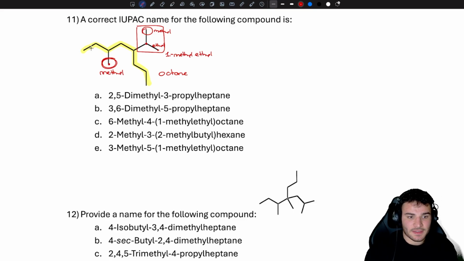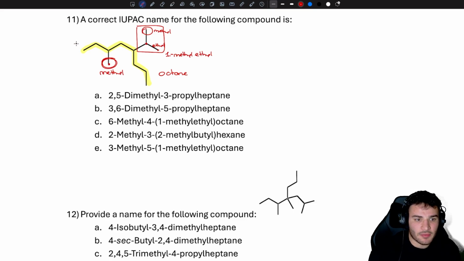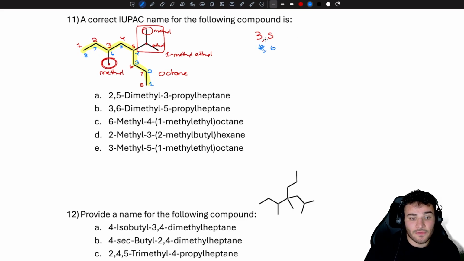Okay? And so let's figure out how to number our molecule. If we number from left to right, we would end up with 1, 2, 3, 4, 5, 6, 7, 8, and so our substituents would get 3 and 5. And if I were to number from the other way, we'd end up with 1, 2, 3, 4, 5, 6, 7, 8, meaning that our substituents would be 4 and 6. And so the first way we actually wrote was correct.